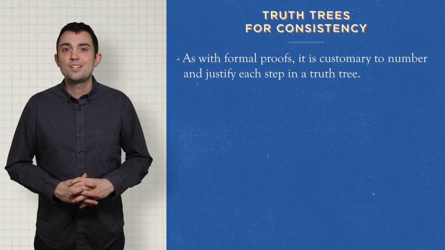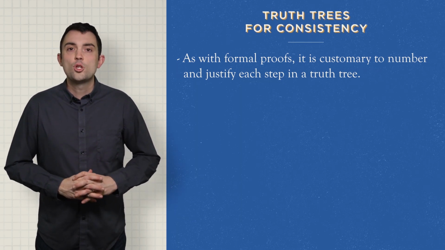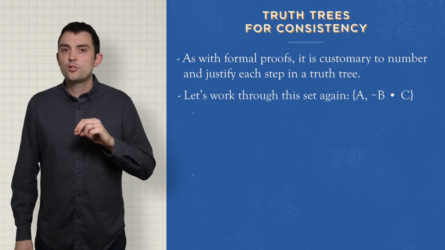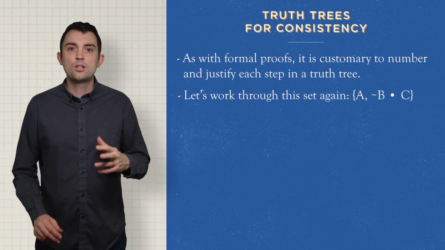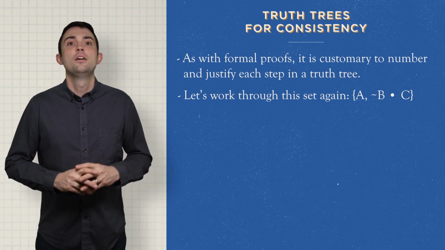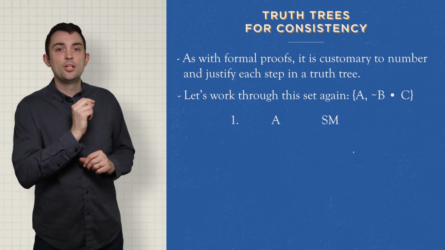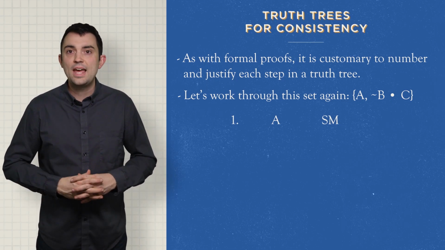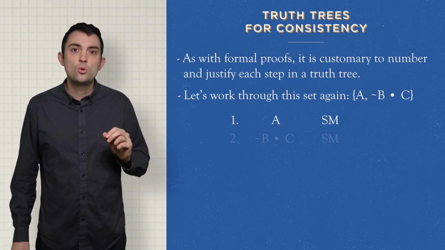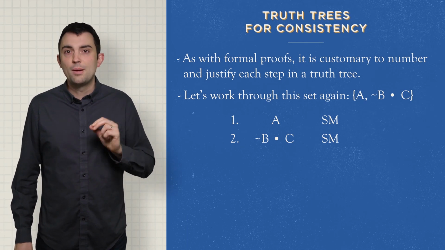As with formal proofs, it's customary to number and justify each step in a truth tree. So we've seen how to decompose that basic proposition, but let's look at what the actual truth tree would look like. I'm going to work through this set again. So the first step would be A, and we label it SM. SM stands for set member. That's our first set member in our set of propositions. Then number 2, SM again, not B and C. That would be our second set member.